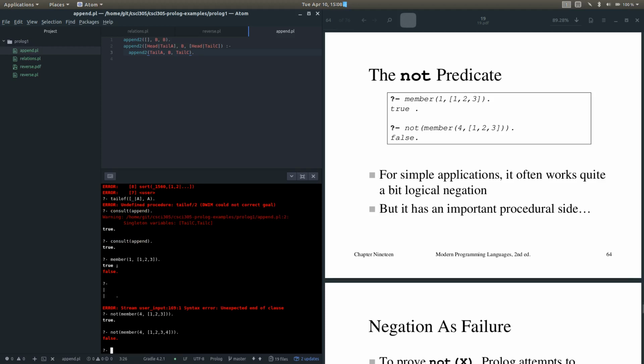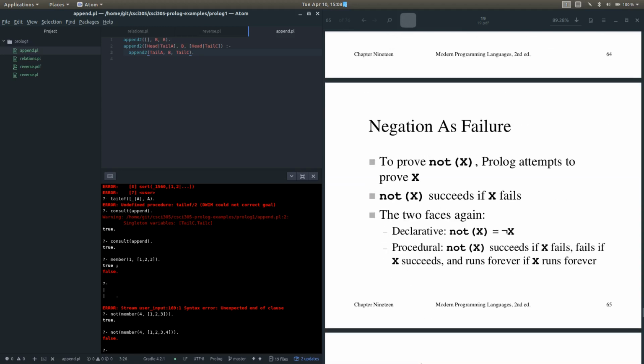So there's a procedural side to this, right? Negation is failure. To prove not X, Prolog attempts to prove X. Not X succeeds if X fails. So declarative not of X is equivalent to the logical negation of X, but procedurally, not X succeeds if X fails, right? It fails if X succeeds and runs forever if X runs forever. So bear this in mind. There's a procedural aspect to negation.